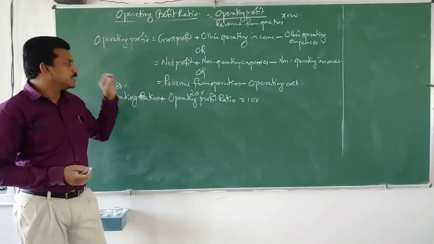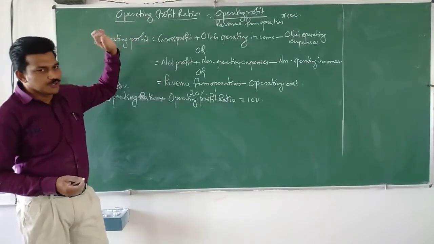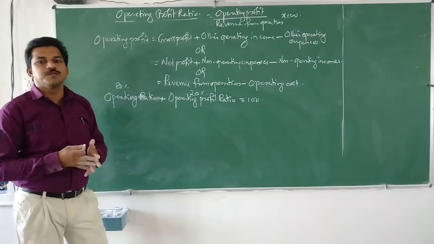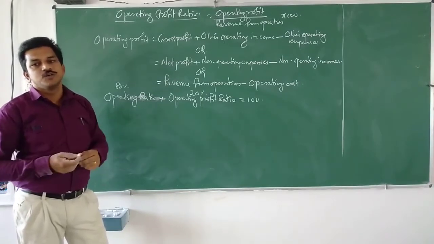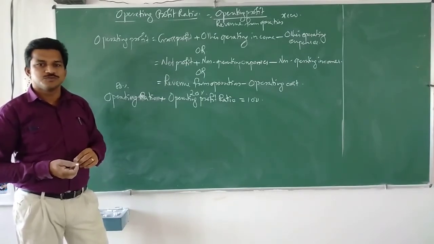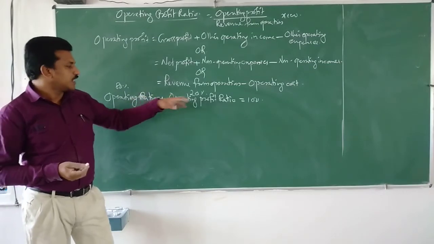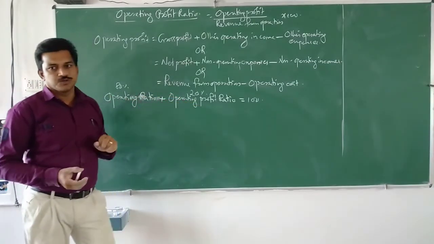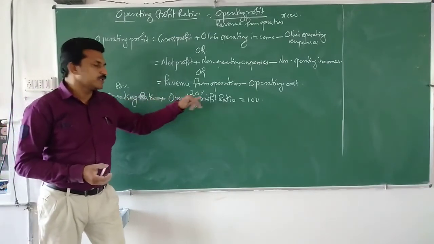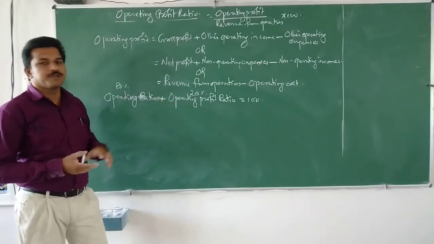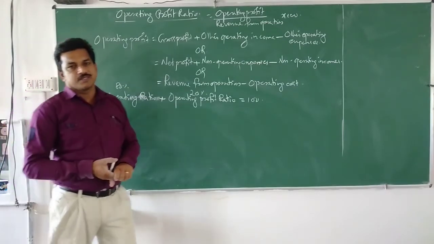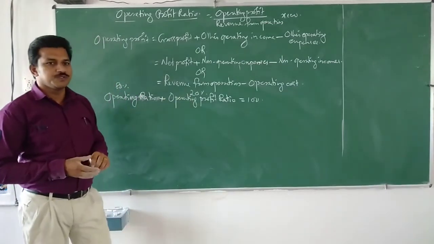That means if we know operating ratio, we can find out operating profit ratio. Otherwise, if we know operating profit ratio, we can find out operating ratio also. That means 100 minus operating ratio is operating profit ratio, or 100 minus operating profit ratio is equal to operating ratio. Okay. Now let us solve the question.